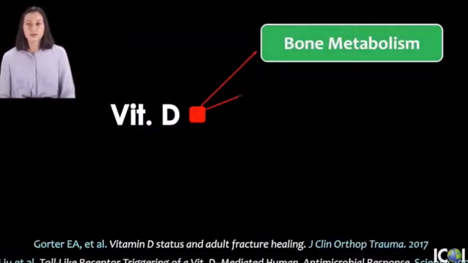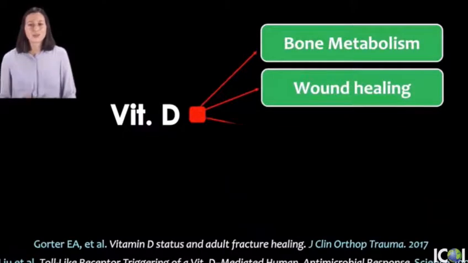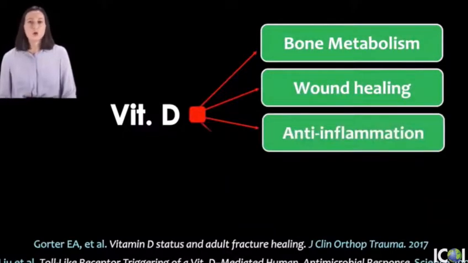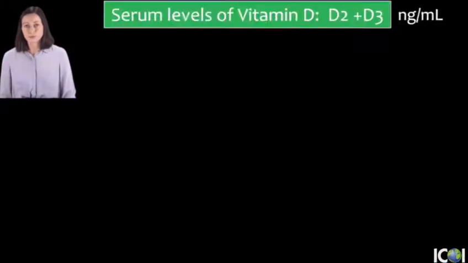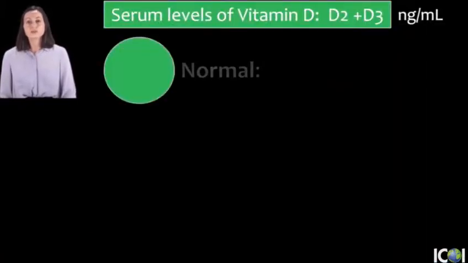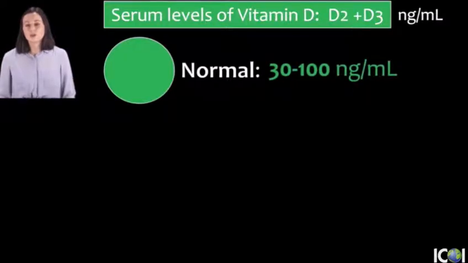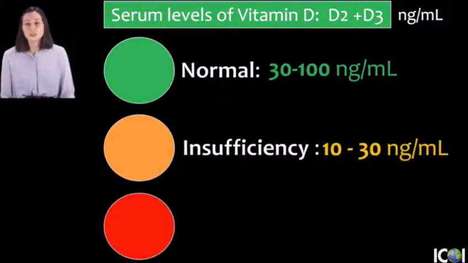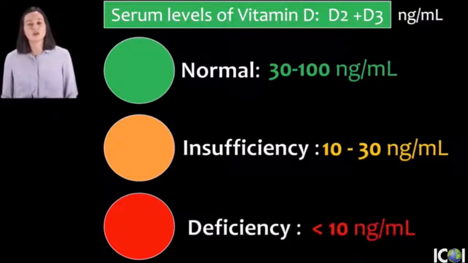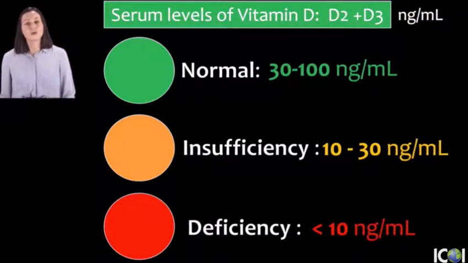And this is why vitamin D has so many effects on bone metabolism, wound healing, inflammation, and immunity. What are the serum levels of vitamin D? Usually we say that the good normal level is between 30 to 100 nanogram per milliliter. Between 10 to 30 we talk about insufficiency, but below 10 the patient is in deficiency.